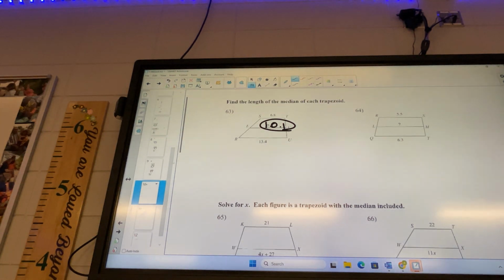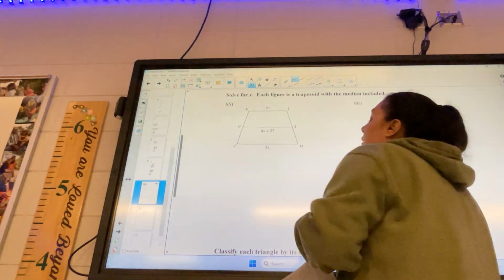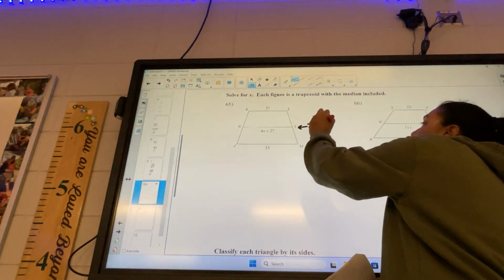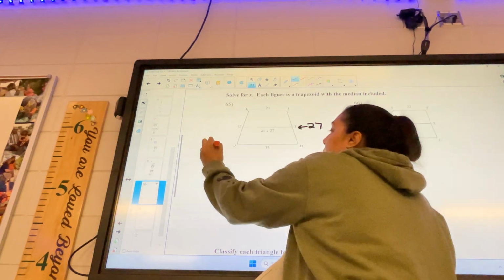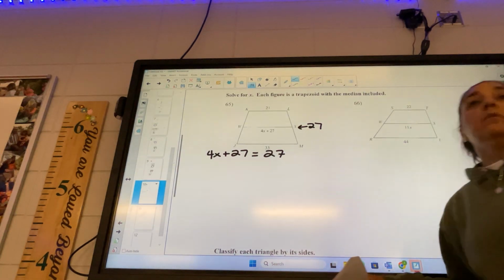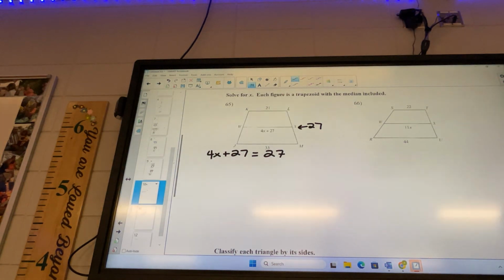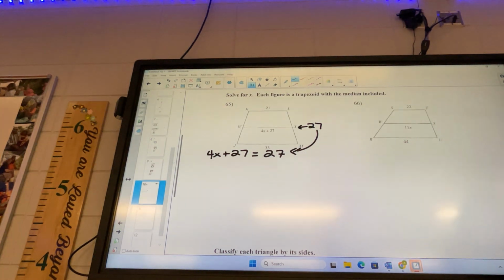Okay, 65 is their last lengthier one. You're still going to take the top plus the bottom and then divide by 2. What does that give you? 27. Okay, so I know that this middle one here is 27. And so we set the middle, the expression that's there, equal to 27. So 4x plus 27 equals 27. We took the top plus the bottom, divided by 2, and that was our number that we put here. How do I solve that?